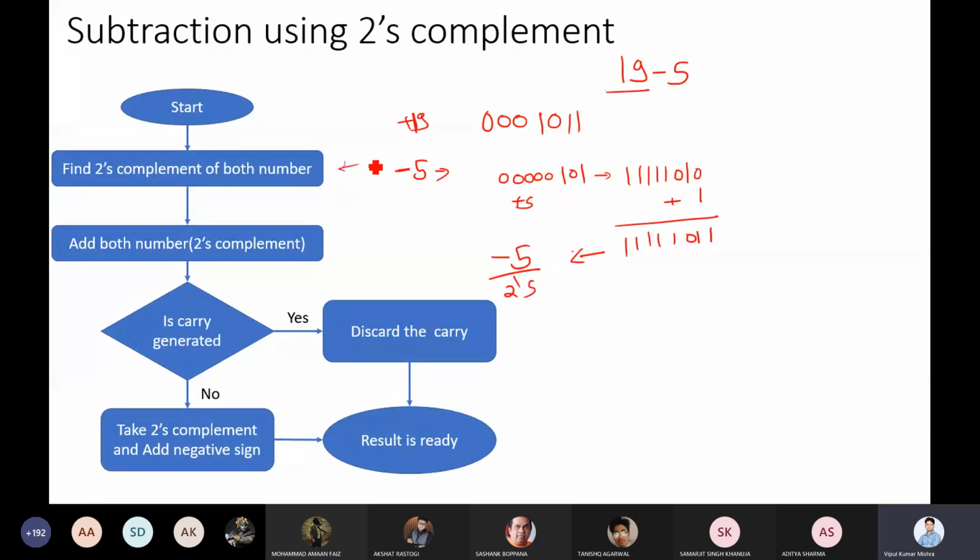Now what they are saying, once it is represented both in 2's complement, what we have to do? We have to add them. So what we need to do? 0 0 0 1 0 1 1, and here we have 1 1 1 1. Sir, 19 is 1 00 11. Yes, sir. Oh, okay, okay. 1 0 is missing here. Yeah, thank you. One more 1 0 1 1.